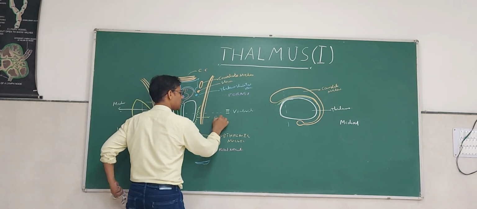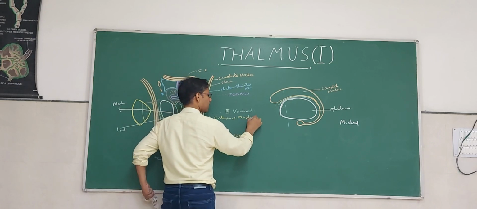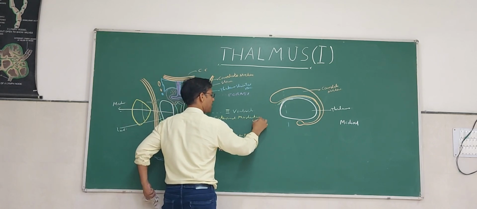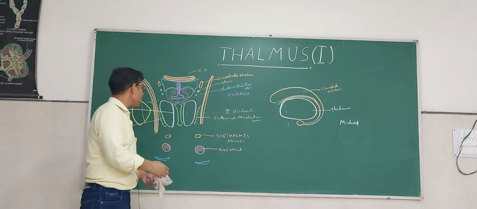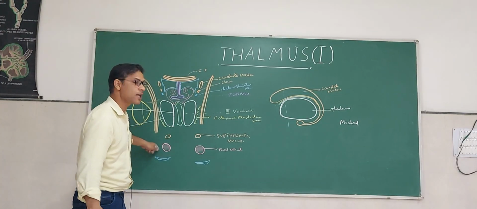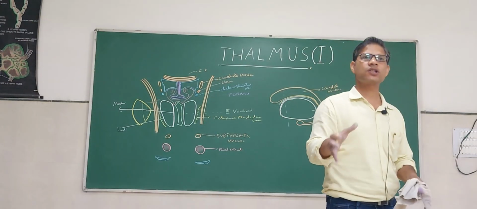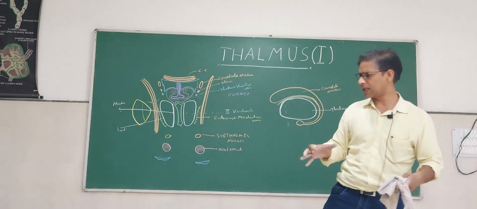Lateral external medullary lamina of the thalamus is separating the internal capsule, the posterior limb of the internal capsule, from the thalamus. This is forming a plexus over the thalamus, which is separating the internal capsule from the thalamus.